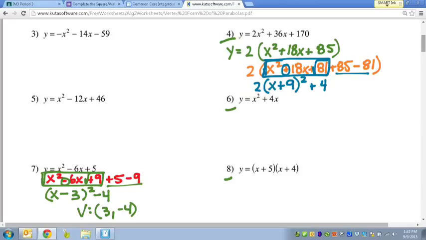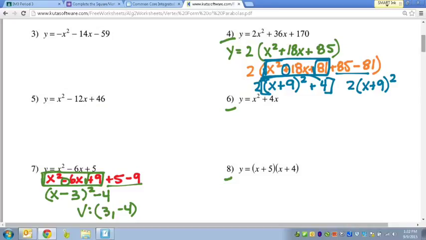Okay. But notice how the 2 affects this parenthesis here, and it still affects the 4. So when I distribute it inside, I can't distribute the 2 inside of the parenthesis with the square above it. Notice how, again, it's x plus 9 squared. Now, if it were just x plus 9, absolutely I can distribute the 2 in there, no problem. But because it's x plus 9 squared, I can't distribute it.